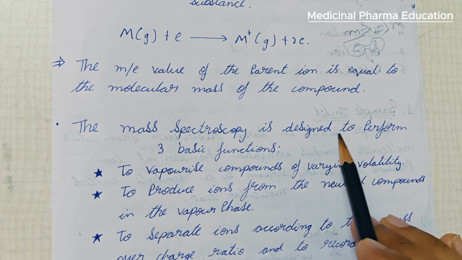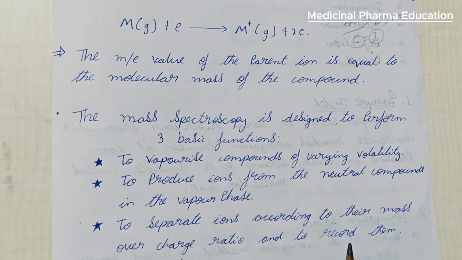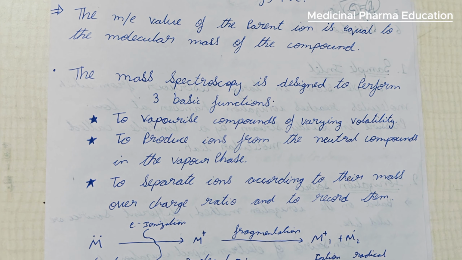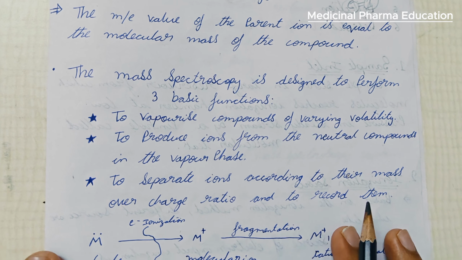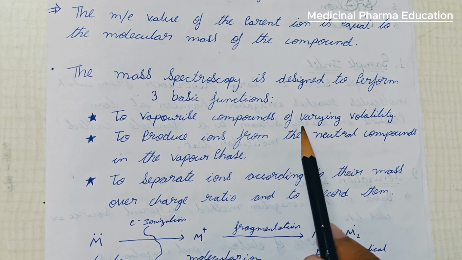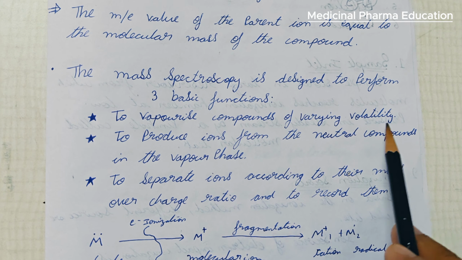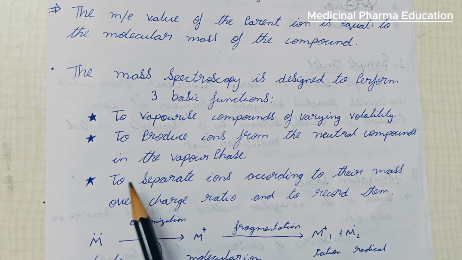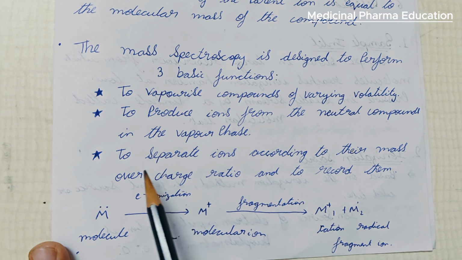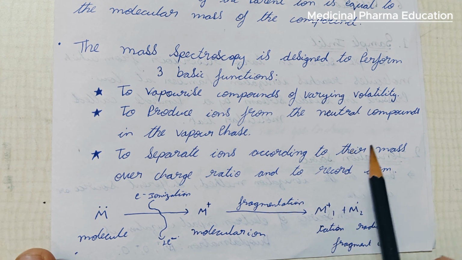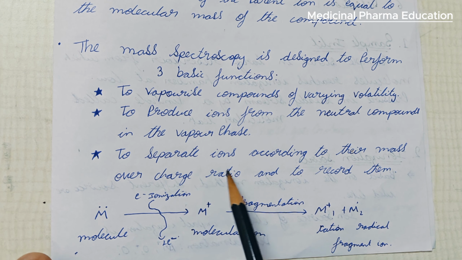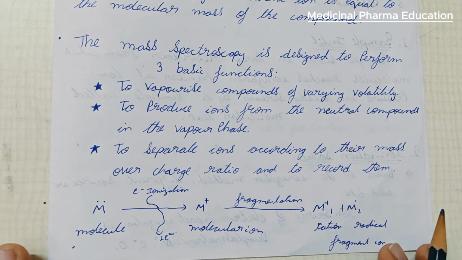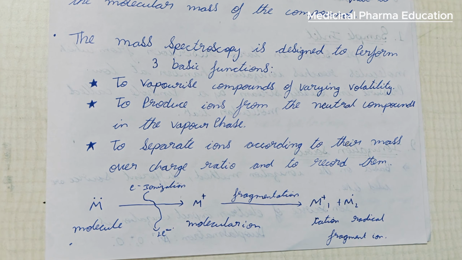Mass spectroscopy is designed to perform three basic functions. What are the basic functions or the process? First, to vaporize compounds of varying volatility; second, to produce ions from the neutral compound in the vaporous state; and third, to separate ions according to their mass over charge ratio and record them. These are the three basic functions.